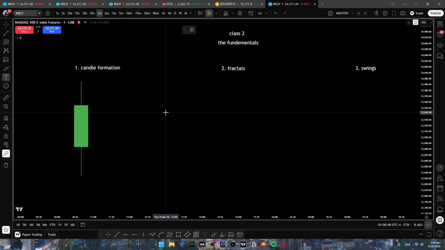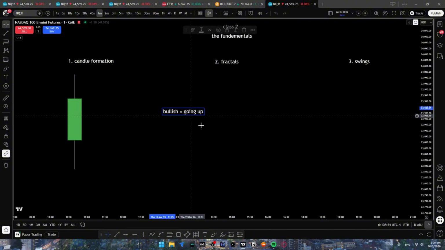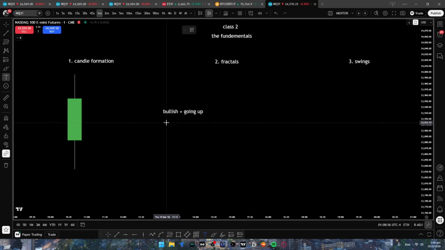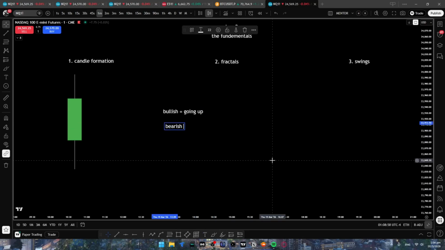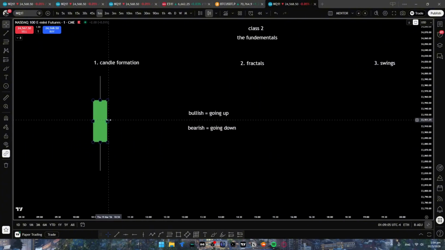Okay, first of all, bullish means it's going up, and then bearish means going down. So, tell me, is this going up or is it going down? I'll give you 5 seconds to respond. 5, 4, 3, 2, 1.